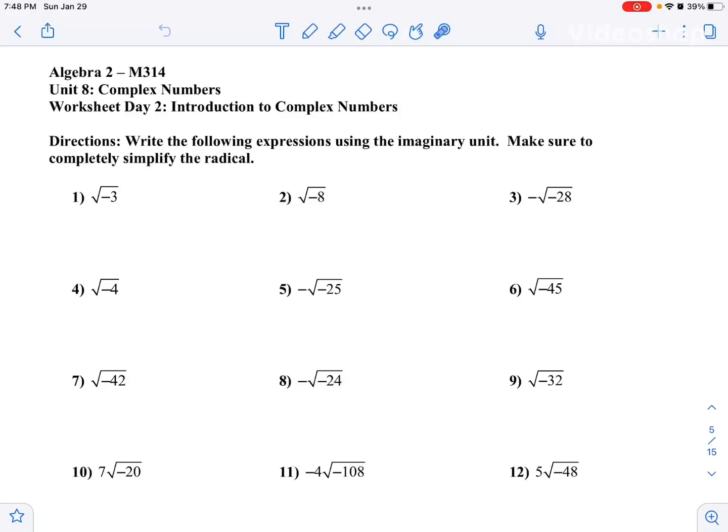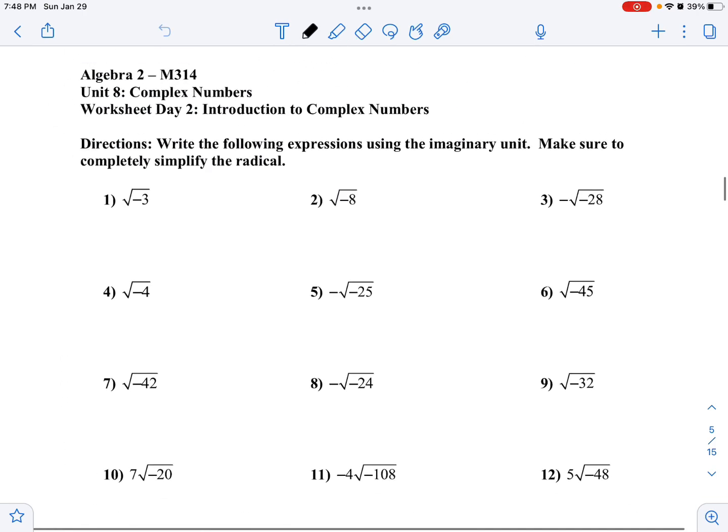All right, you guys, I am on day 2. We are on unit 8. I am going to very quickly recap what we learned yesterday. So I'm going to get through a couple of these odd problems, and then we're going to spend the majority of our time on the second section down here, okay?